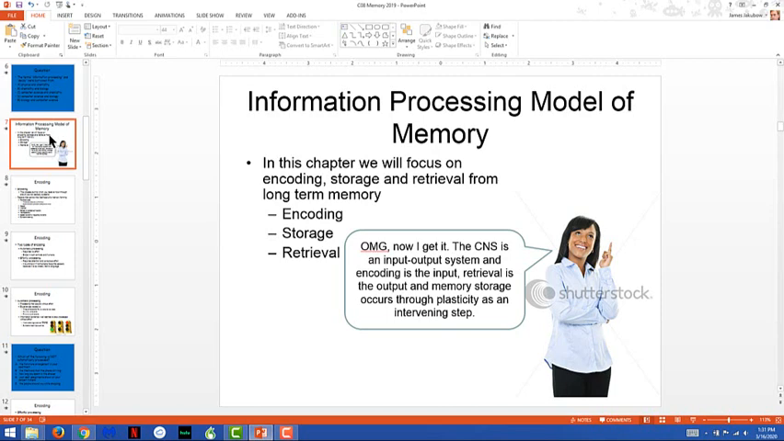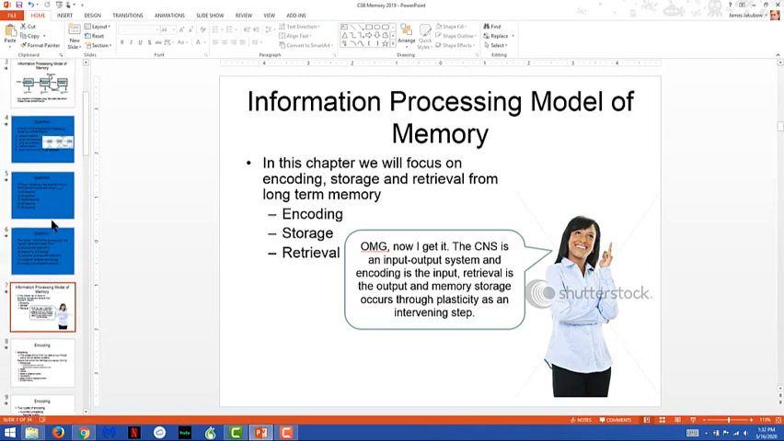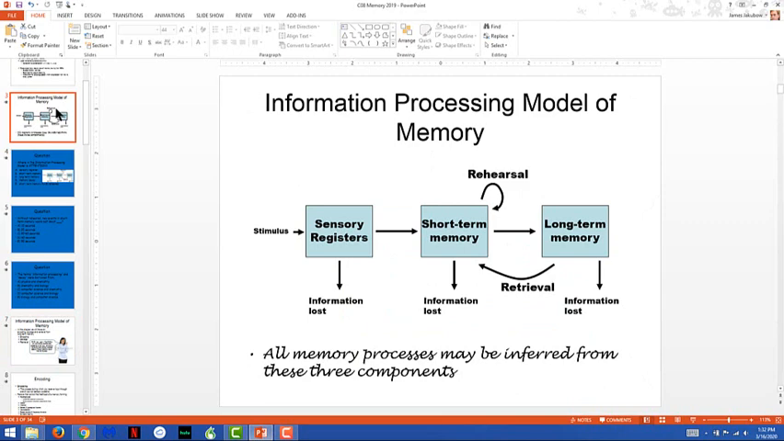So if your central nervous system is an input-output system, and you're looking at this in the context of memory, encoding is going to be the term from memory that refers to any kind of input from any of the 6 sensory input systems. Anything that you experience can be referred to as encoding, and will, of course, pass through the sensory register in your memory system.